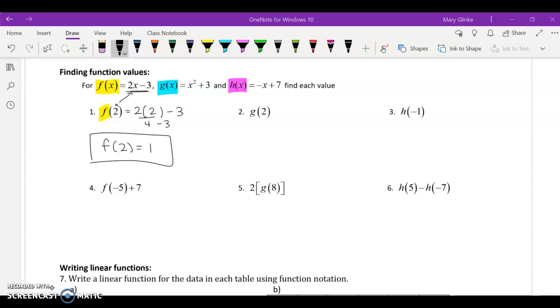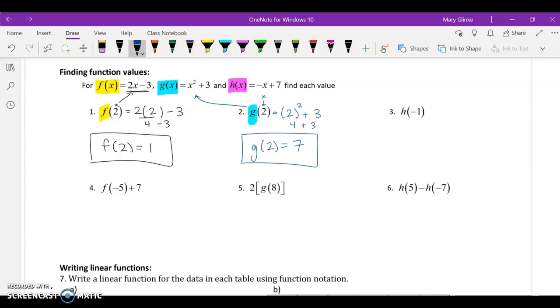Let's try this next one. It's g of 2. So the first thing to recognize is I'm going to use my g function, and it's saying take 2 and plug it in for your x value. So I'm going to do x, which is now 2. So I'm doing 2 squared plus 3. So once I do 2 squared, that's 4. So overall, if I took g and I plugged in 2, I got 7 back out.